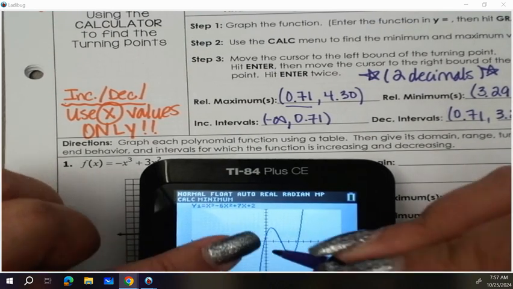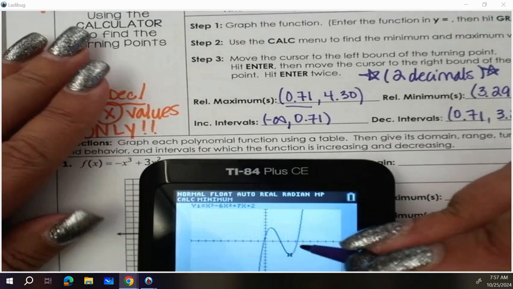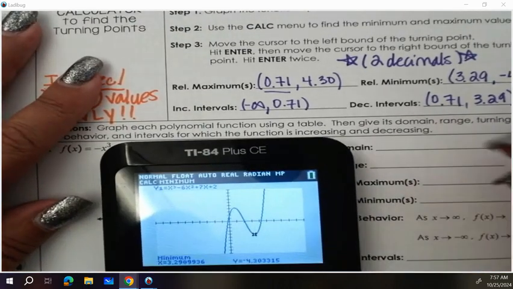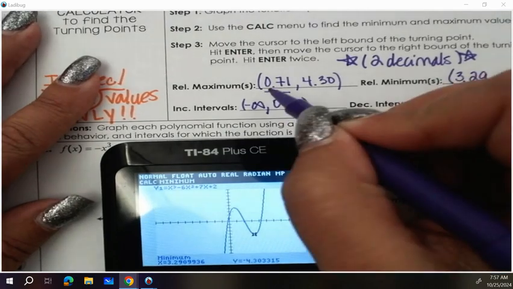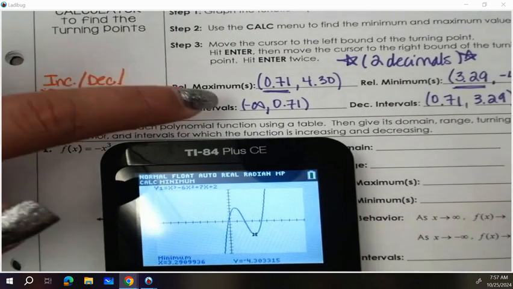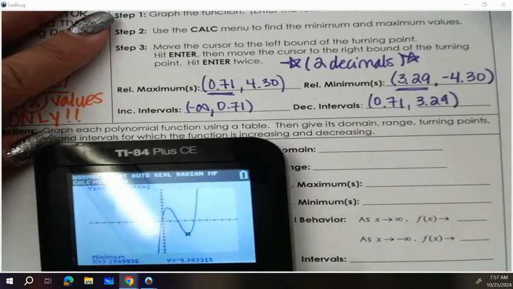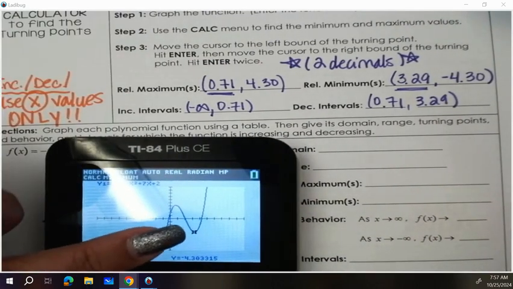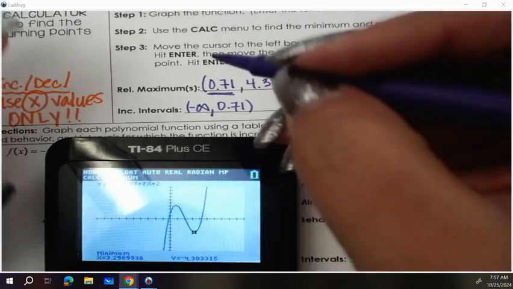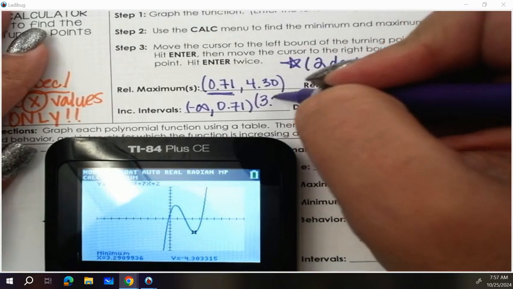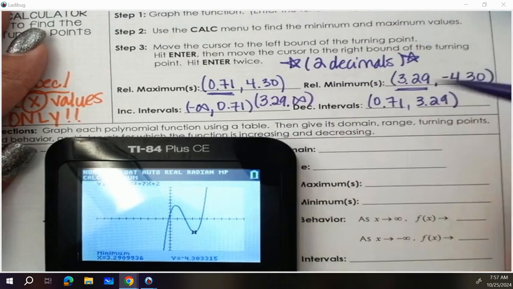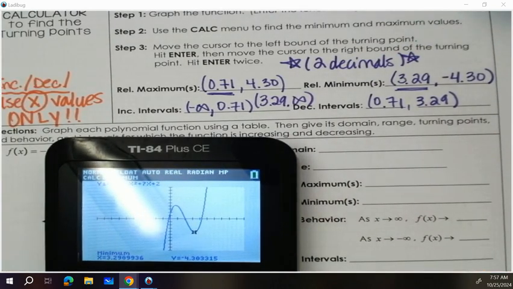I'm decreasing. My car is going downhill. I'm using x values. Underline them, highlight them, do whatever you need to do to them. So those are the ones you use for increasing and decreasing. Okay, and then at 3.29, all the way to positive infinity, I'm increasing again. So I have 2 places where my car is going uphill and 1 place where my car is going downhill.